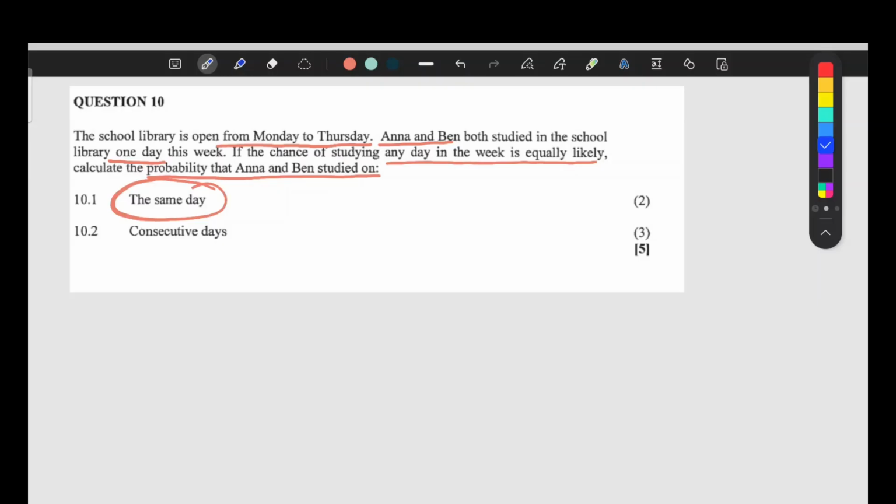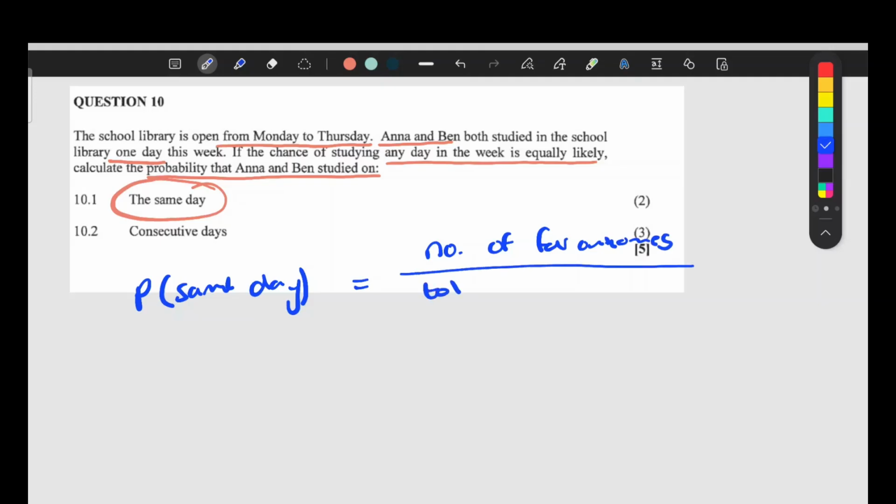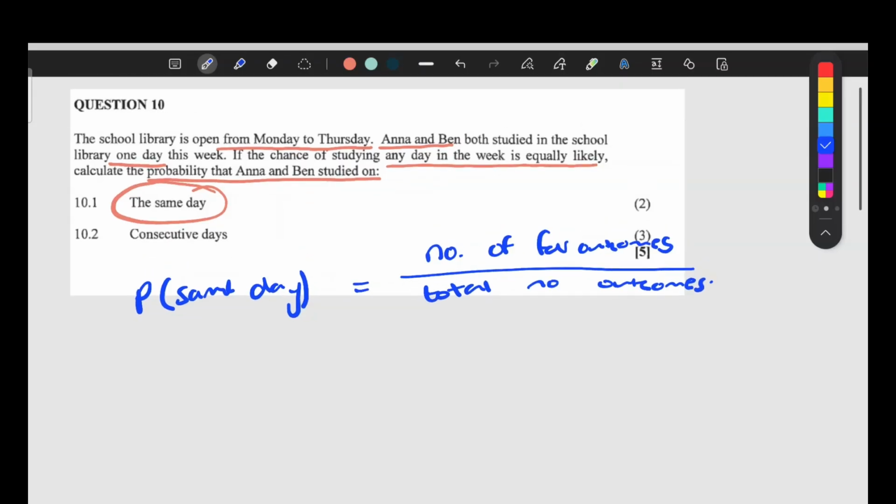Okay, so let's write the probability of studying on the same day. That gives us the number of favorable outcomes over the total number of outcomes, eh? So how many options are available in total for them to study? Remember, there's two people. Anna has four options: Monday, Tuesday, Wednesday, or Thursday. Ben also has four options. So we multiply, and that gives us 16.